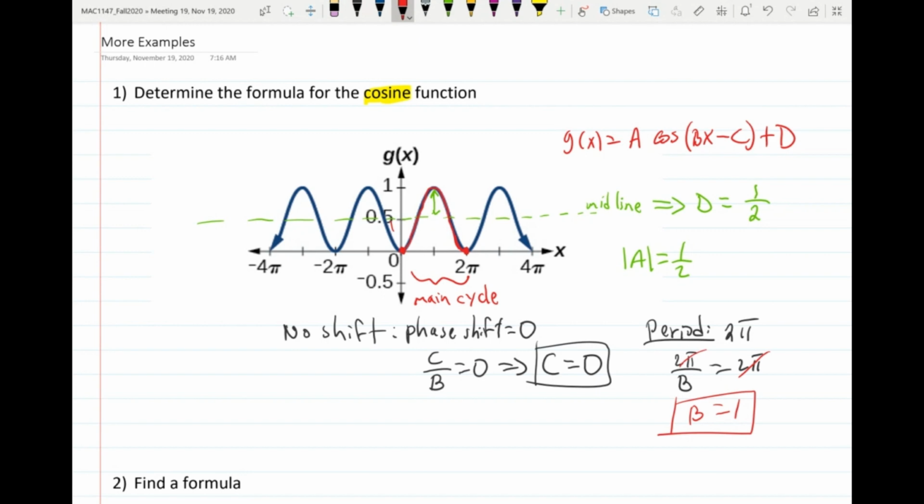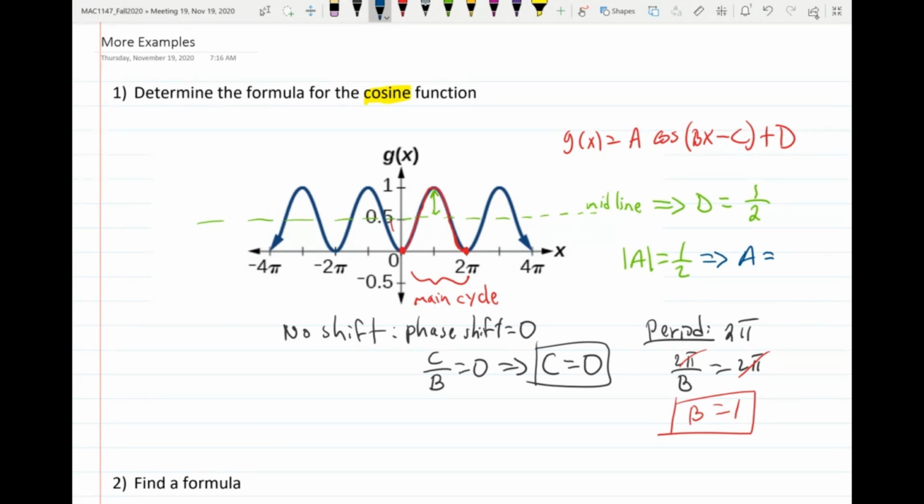Okay, perfect. Now the last thing that we need to decide is whether a is positive or negative, because all we know is the absolute value of a. So is it positive 1/2 or negative 1/2? Well, look at the main cycle that we picked. How does it look? Does it look like the regular cosine or like the cosine that was flipped? Is it flipped or not? Look at the picture of the main cycle and compare to the usual cosine.